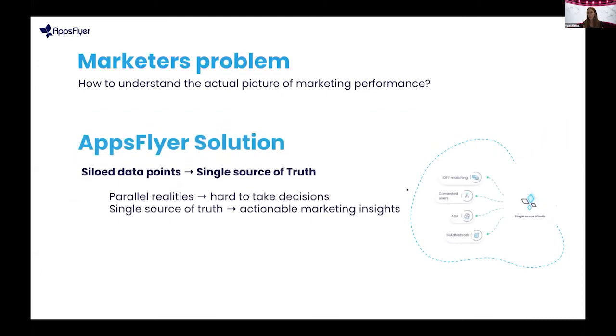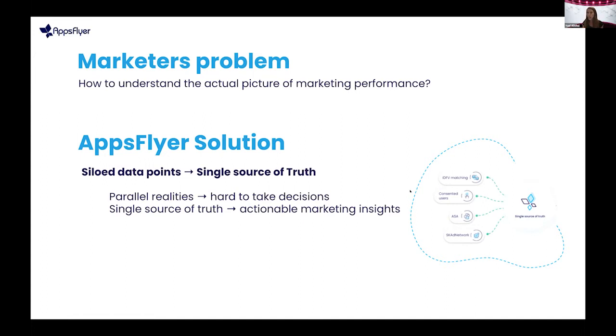So using the Conversion Studio, we will be able to allocate one bit. We will be able to indicate if a user is a duplicate user or not. We will be able to create a single source of truth, and then advertisers will be able to really get actionable marketing insights.